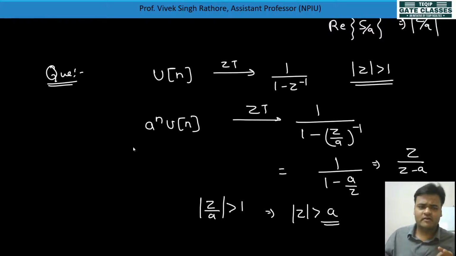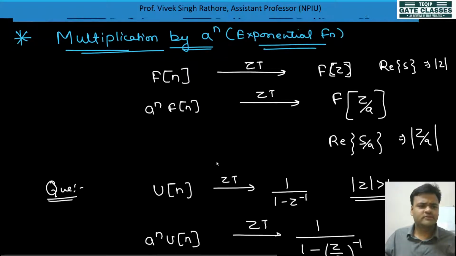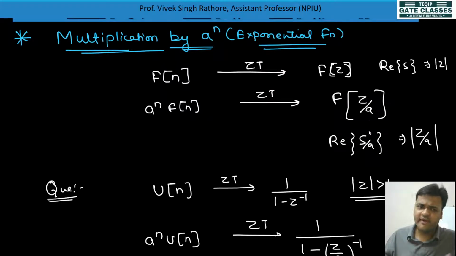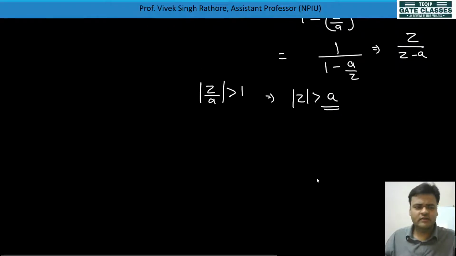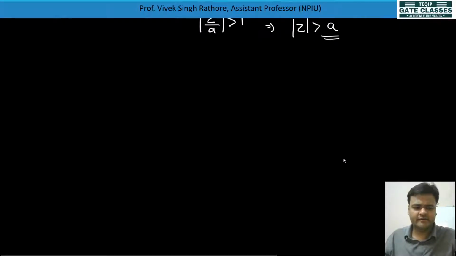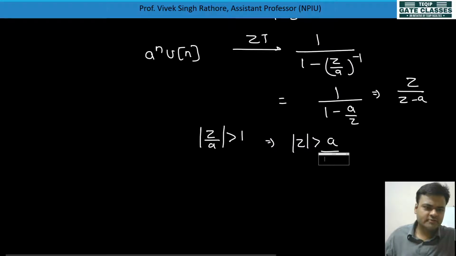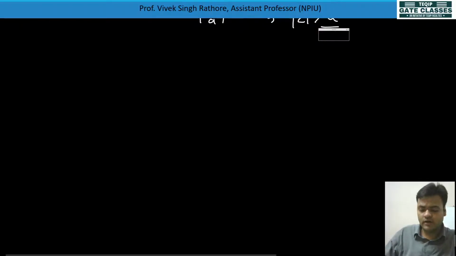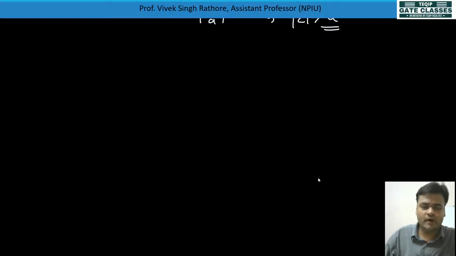A very simple property, nothing more. If we multiply by an exponential function, there will be a variation in z: wherever z is there, it will be replaced by z by a, and the ROC will also be scaled by a. I have done one question so you can understand it. Now, using this property, we'll see how we can check causality and stability from the ROC of the Z transform.